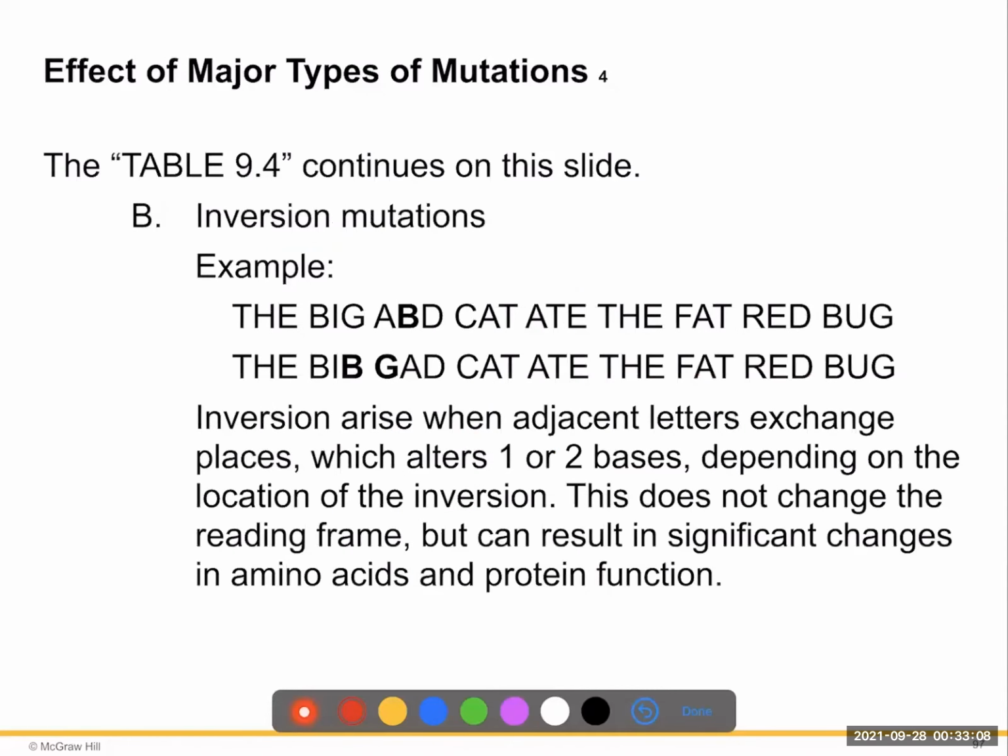Inversion. This inverts the letters. It allows this to switch with this. You get inversion mutations. Inversion occurs when adjacent letters are exchanged, switching places. It depends on the location of your inversion. It does not change the reading frame, but can result in a significant change if these amino acids are going to be different. Remember, you have a redundancy in the code.